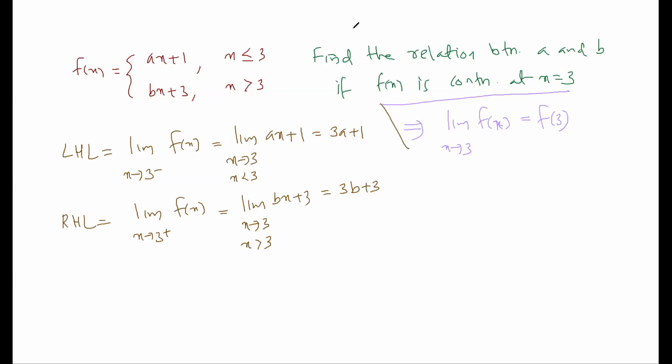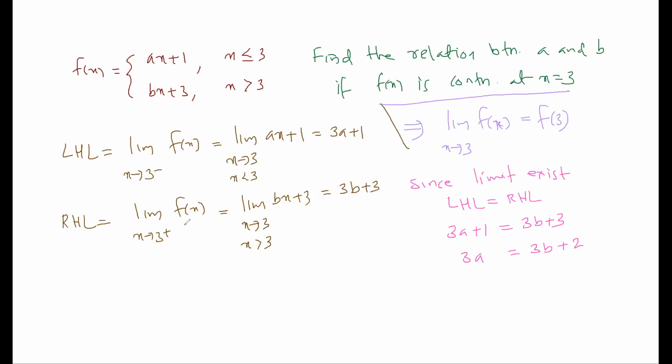Now, one thing we can say is that since the limit exists, the left hand limit should be equal to the right hand limit. That means 3a plus 1 is equal to 3b plus 3. That means 3a is equal to 3b plus 2.